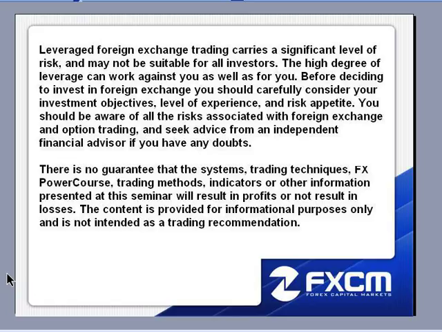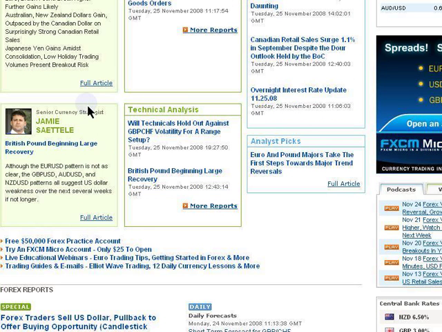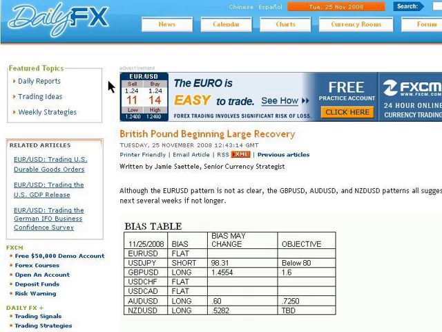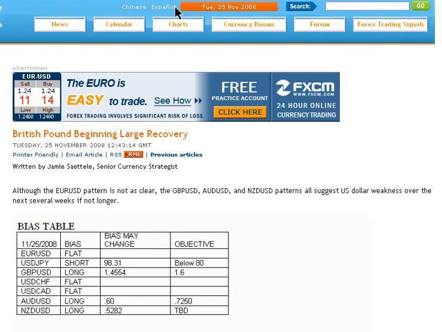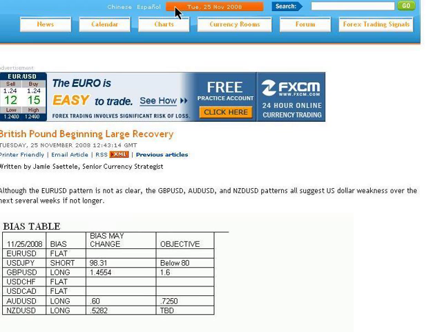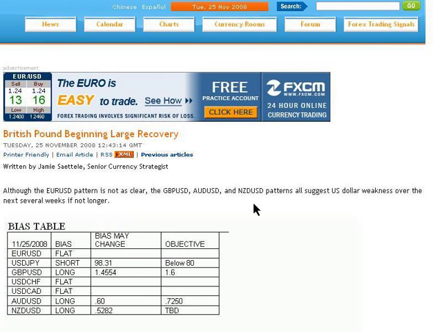What I'm going to do tonight, as always, is walk through the latest technical report by Jamie Setley at DailyFX.com. So let's go ahead and pull up DailyFX, click on Jamie's report, and read the synopsis on top about the euro-dollar. Although the euro-dollar pattern is not clear, the pound, Aussie, and Kiwi patterns all suggest U.S. dollar weakness over the next several weeks, if not longer.